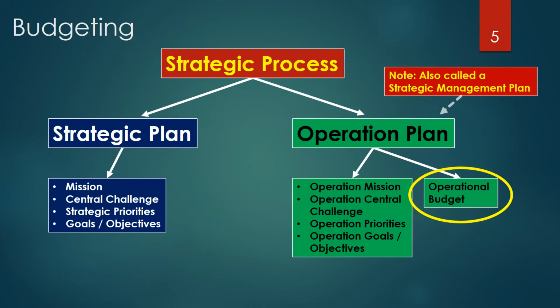The strategic plan defines the mission, central challenge, strategic priorities, and SMART goals and objectives for the organization. The operation plan defines a detailed management plan to achieve those strategic goals and objectives. A major part of that operation plan is the budget. Strategic planning is covered in more detail in other sessions of the North Dakota Public Health Training Network.